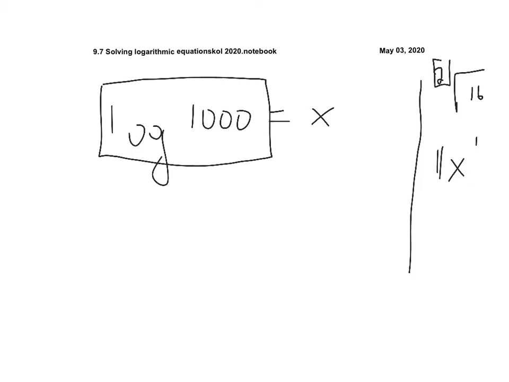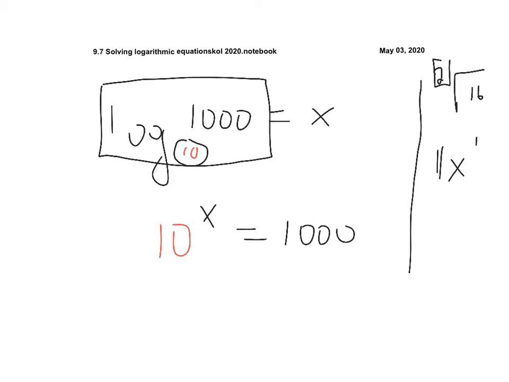So here, if it's log, what is the base? If you don't see a number, what is the base? The base is 10. If you don't see a number, it's automatic base 10. It could be a different base, but I have to write it. So how do you convert a logarithmic equation to exponential? This means 10 raised to the x power is equal to 1000.